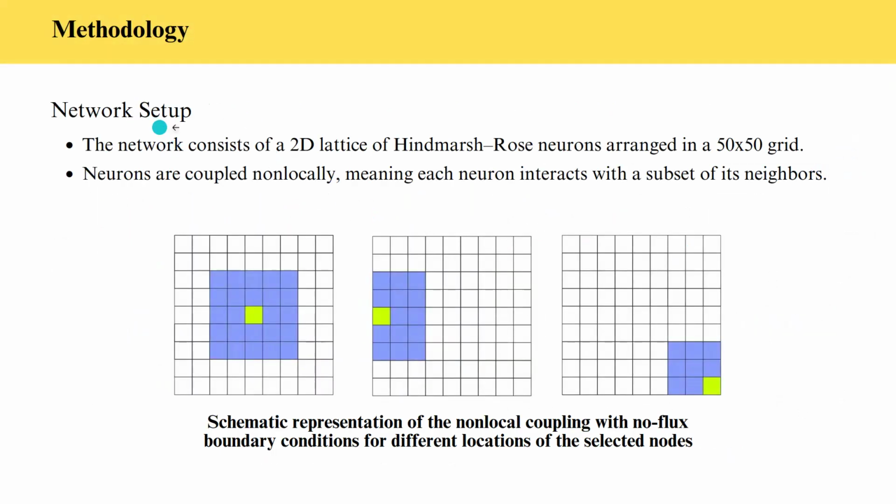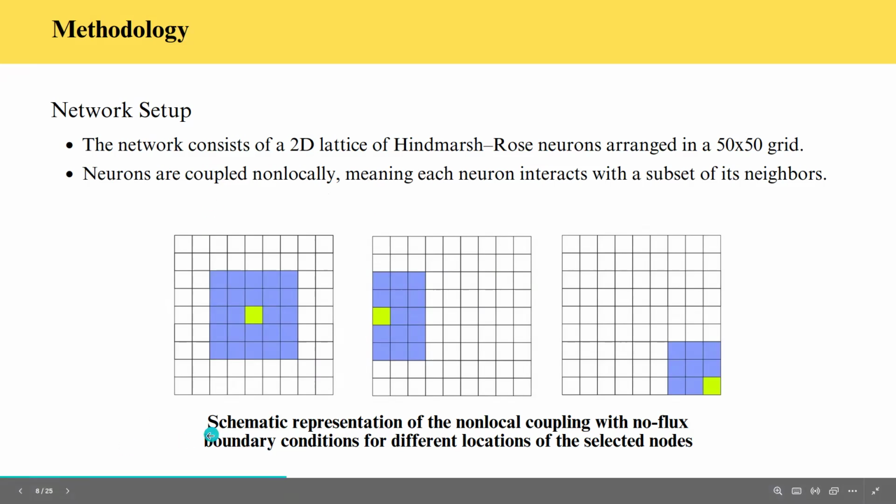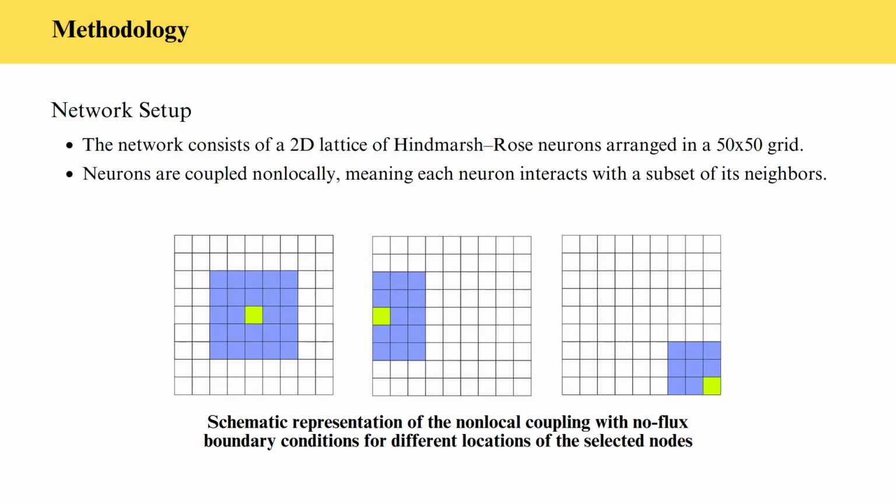Coming to methodology, we set up a 2D lattice of 50 by 50 Hindmarsh-Rose neurons coupled non-locally, meaning each neuron interacts with a subset of its neighbors. I have given the schematic representation of the non-local coupling for different locations of the selected nodes. The local coupling means the neurons are interconnected with the immediate neurons surrounding the neuron under consideration.